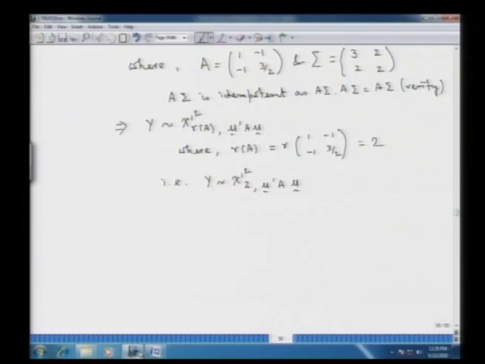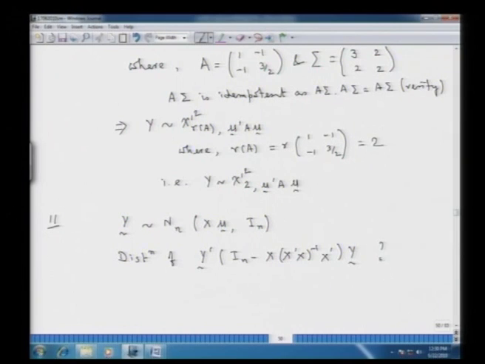Let us see how to get this problem done. This is our given condition. Y is an n-dimensional multivariate normal with mean vector X mu and I_n as its covariance matrix. Now, we are trying to find the distribution of Y prime (I_n minus X (X transpose X) inverse X transpose) times Y. The question is to find out what is the distribution of this.